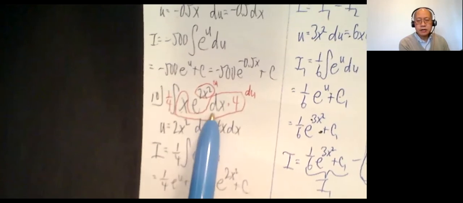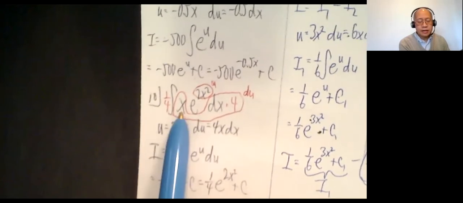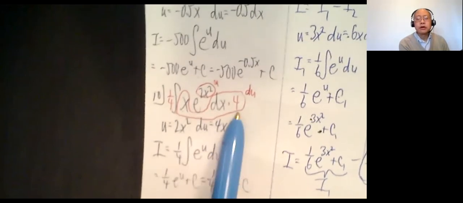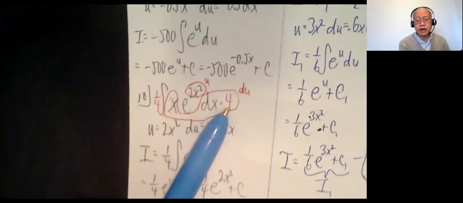There's my x. There's my dx. Again, don't worry that they're not together. You can pick it up and move it over. It needs a 4. So put a 4 inside and a 1/4 outside. Again, that way you're multiplying the expression by 1, which means you're not changing its value.